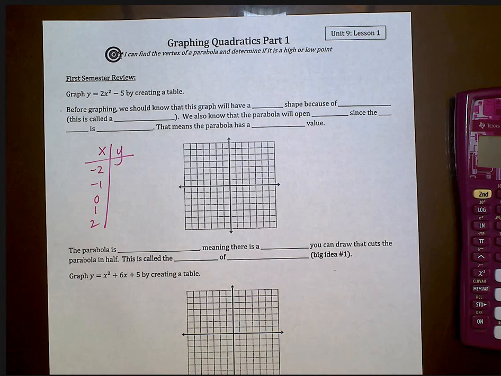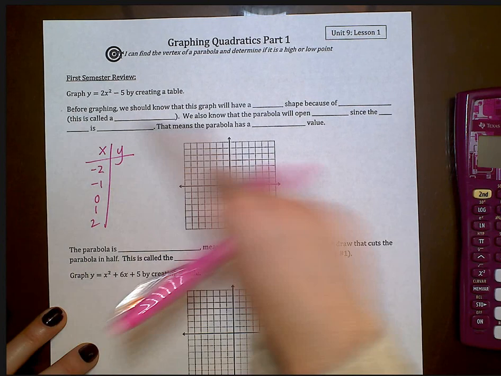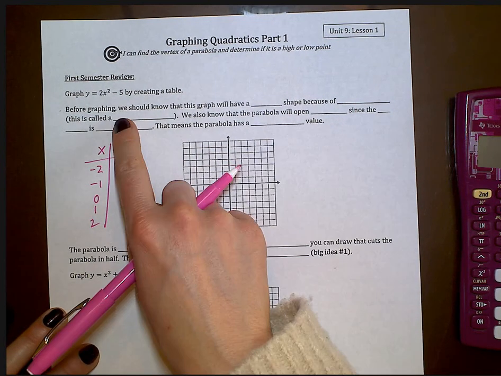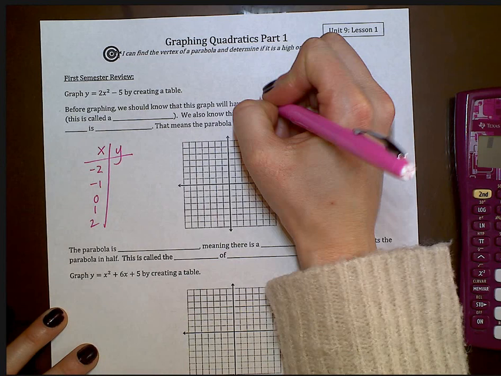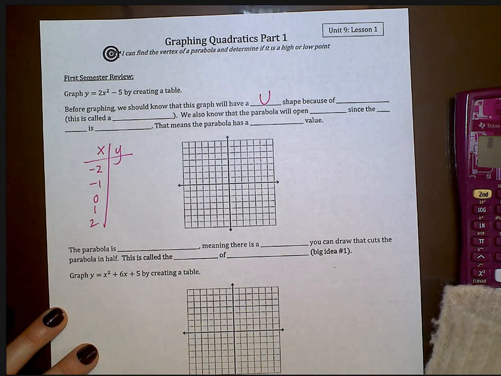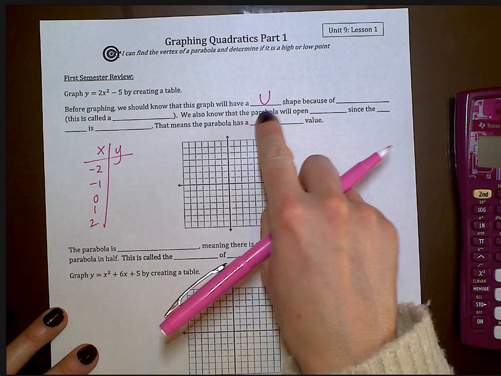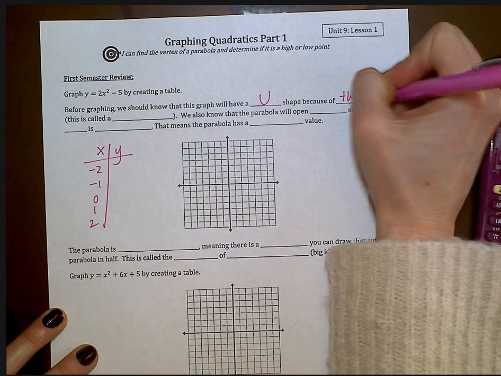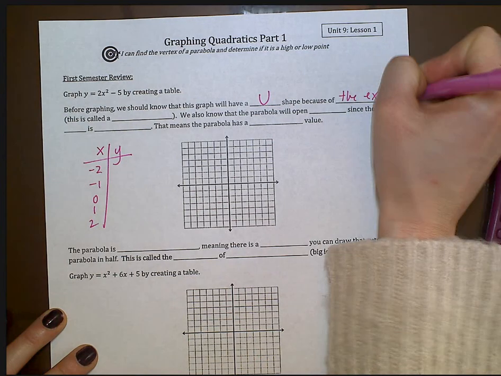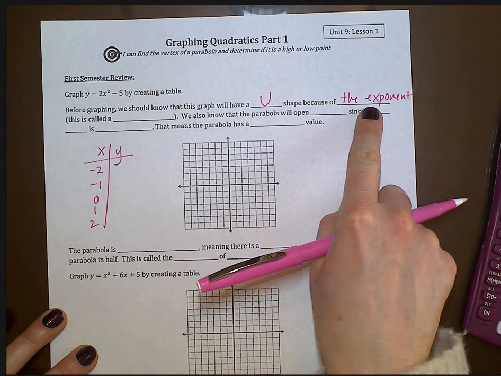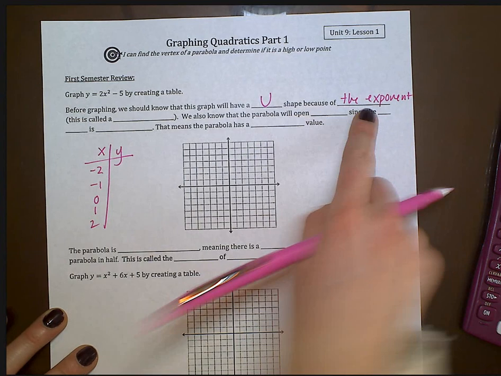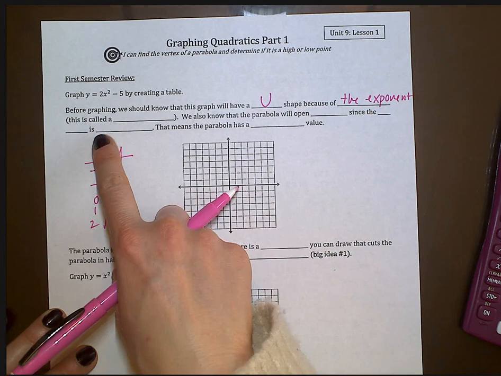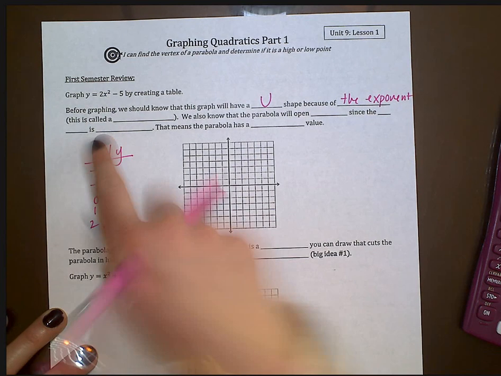Before I graph it, let's talk about a couple things we should know. We should know that this graph has a U-shape. It's called a parabola. You've probably heard that word before, hopefully. If it has an x squared, that's the exponent, the squared, it's a U-shape. The x squared makes that happen. This is called a quadratic, like I said.